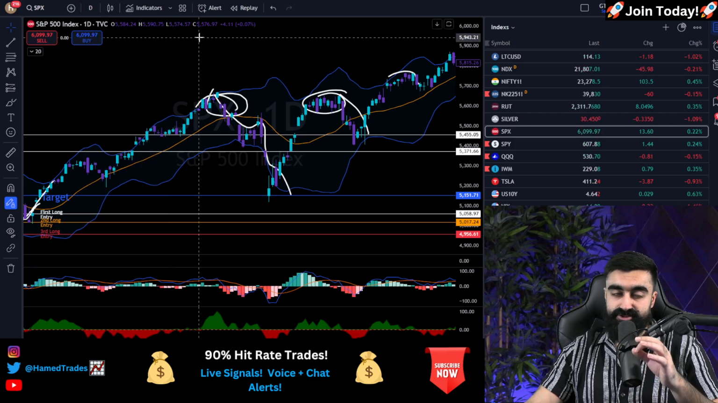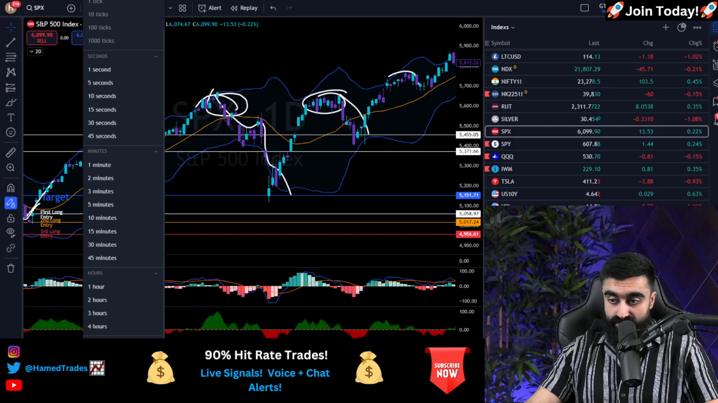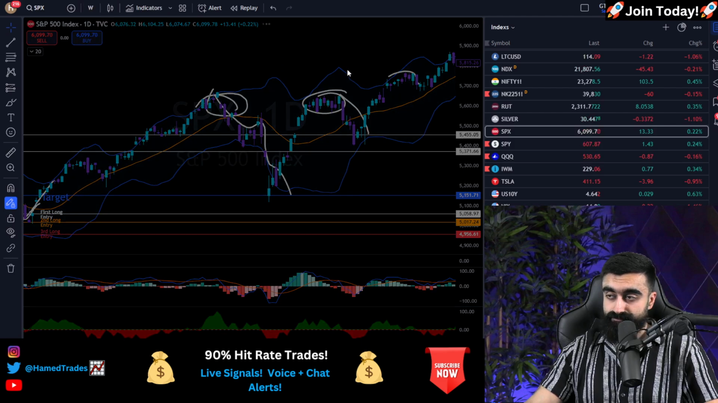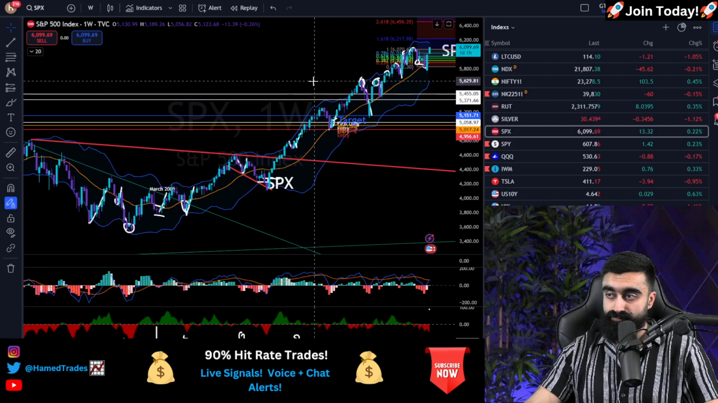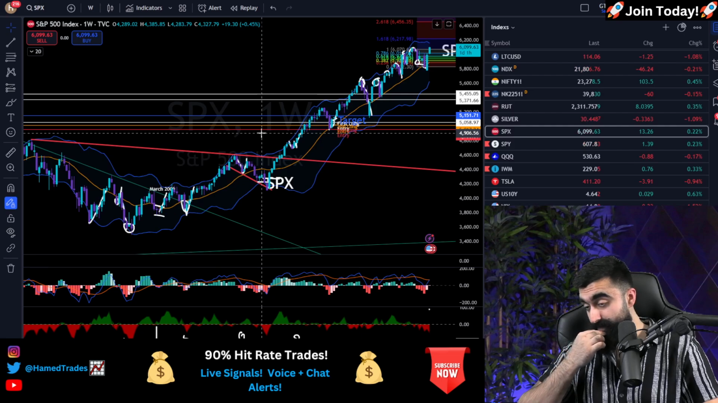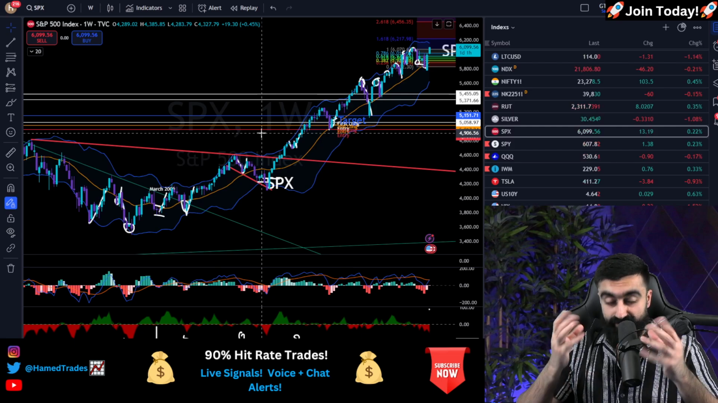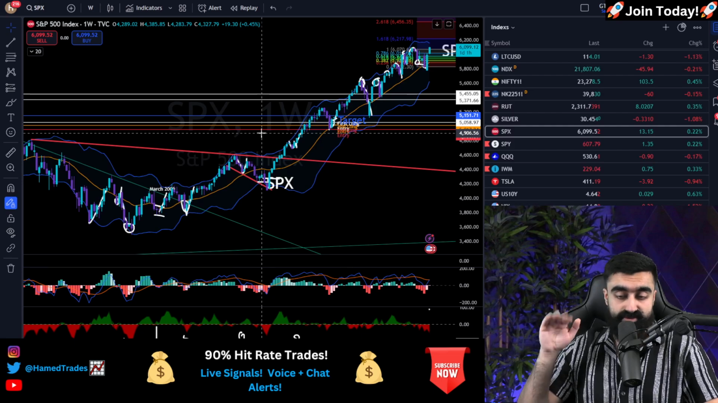Something else that I want to show you guys that might differ a bit is the SPX on a weekly chart. So essentially, what's interesting. Okay, so on a weekly chart, obviously it's not as perfect. On a daily, you can see it way better.